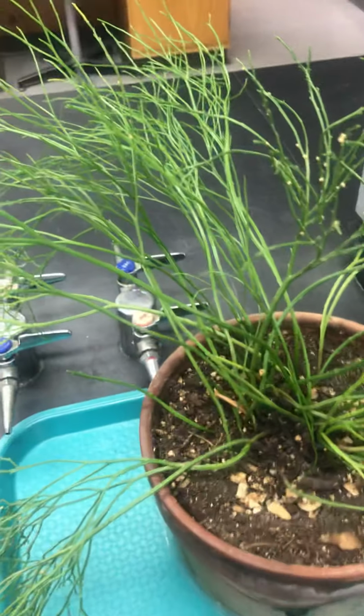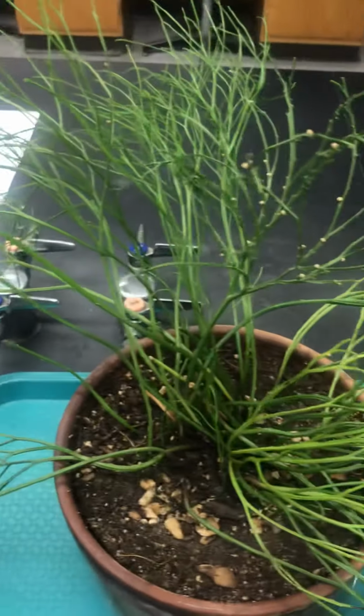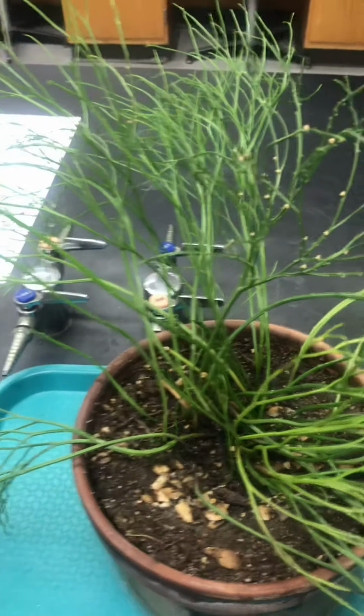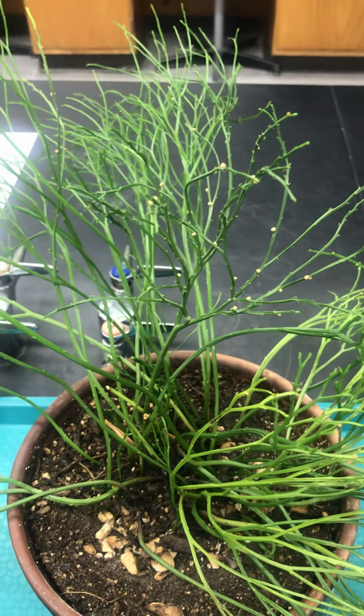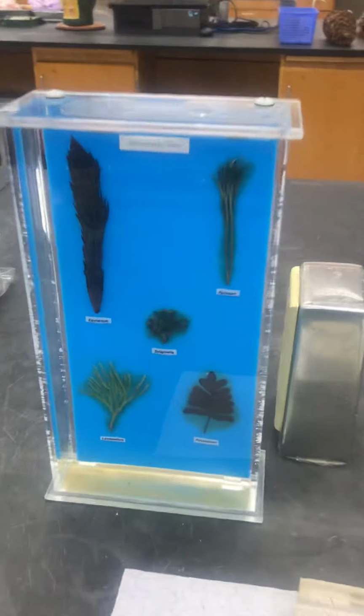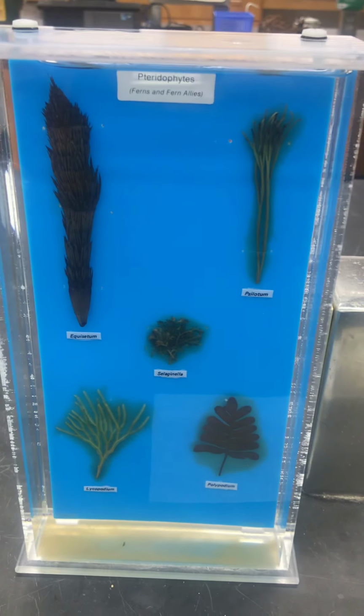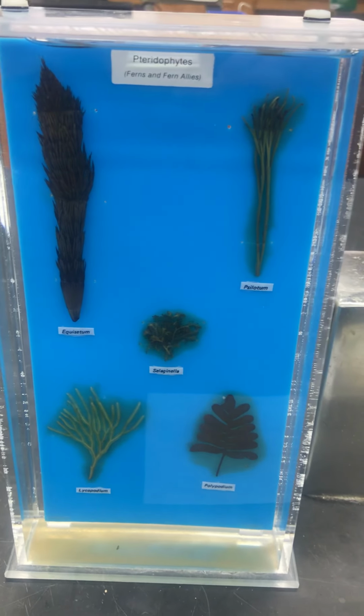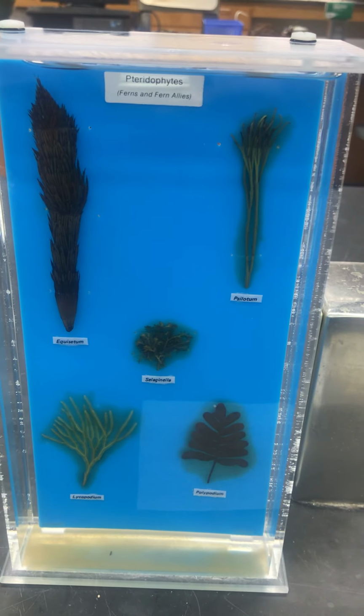So these are the earliest of the vascular plants, the pterophytes. They have xylem and phloem that are able to transport water through xylem, phloem for nutrients.